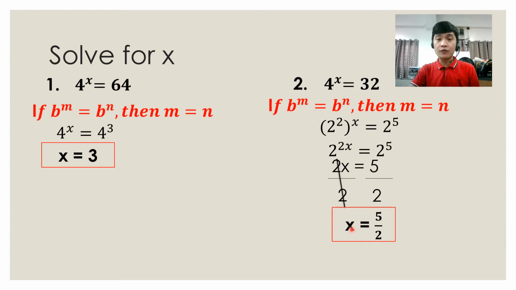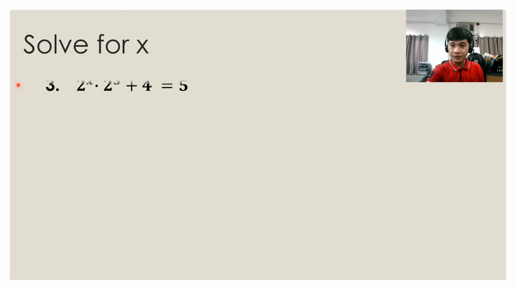So, our value for x, for the given 4 raised to x equals 32, the value of x is equal to 5 over 2. So, this is our example number 1, and this is our example number 2. Okay, so let's now have examples number 3 and 4. Same instruction, solve for the value of x. Now, let's have example number 3. States there that 2 raised to x times 2 raised to 3 plus 4 is equal to 5. So that is our given in example number 3.